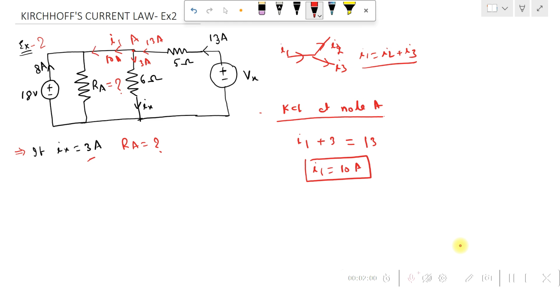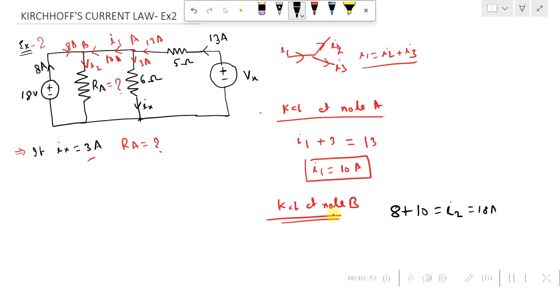The current through the power supply, 8 amperes, is also entering the node. So the current entering this node, say it B, is 8 plus 10, and let's say the current exiting the node is I2. If we apply KCL at node B, the current entering would be 8 plus 10, which is equal to I2, which is exiting the node. So it equals 18 amperes.